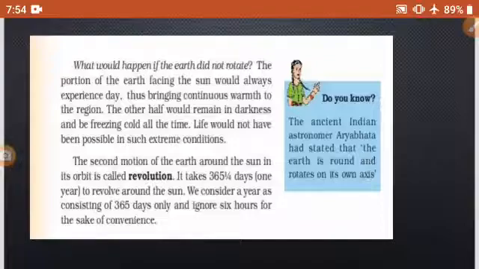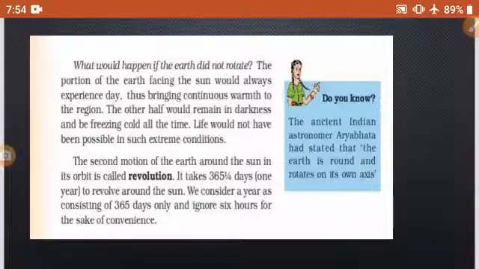What would happen if the earth did not rotate? The portion of the earth facing the sun would always experience day, thus bringing continuous warmth to the region. The other half would always remain in darkness and be freezing cold all the time. Life would not have been possible in such extreme conditions. The second motion of the earth around the sun in its orbit is called revolution. It takes 365.5 days, that is 1 year, to revolve around the sun. We consider a year as consisting of 365 days only and ignore 6 hours for the sake of our convenience.